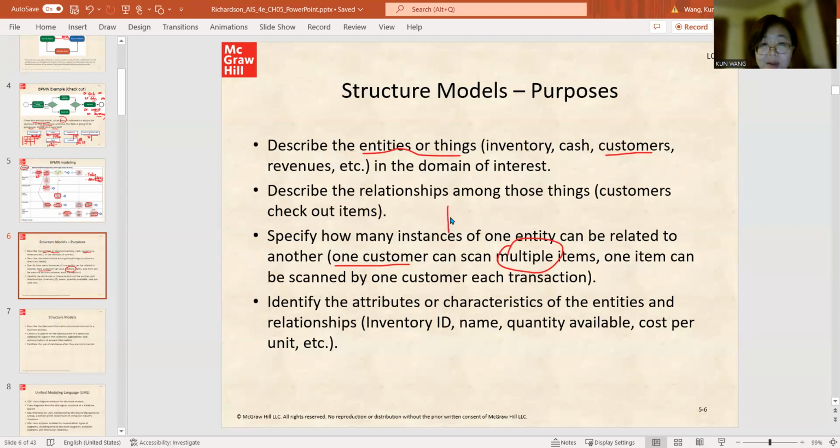So you have your customer on this side, this is the C, and this is my order or the item, or maybe the items.